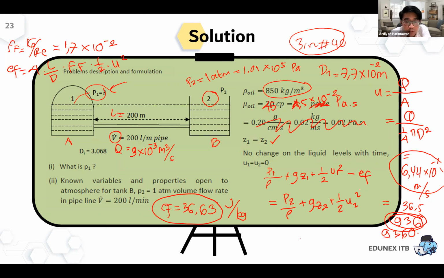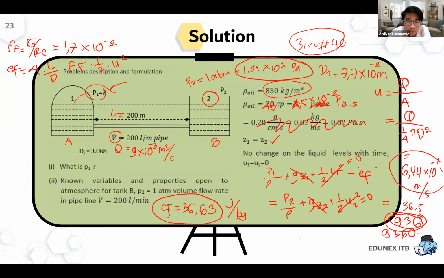For the pressure, it is pressure divided by density. For the potential, it is gravitational acceleration times height. For the kinetic, it is half times the square of the velocity. From the previous information, since Z1 equals Z2, they cancel out each other. U1 and U2 are 0. P2 is open to the atmosphere, so the value is this one in Pascal. You are using standard unit.